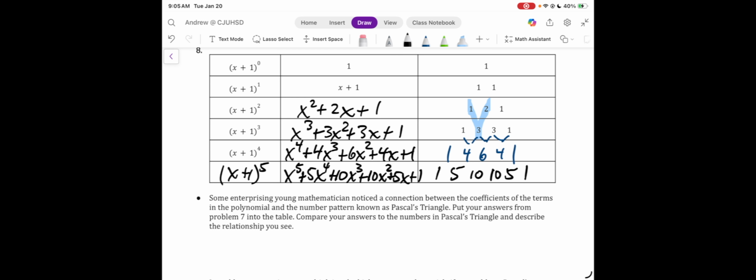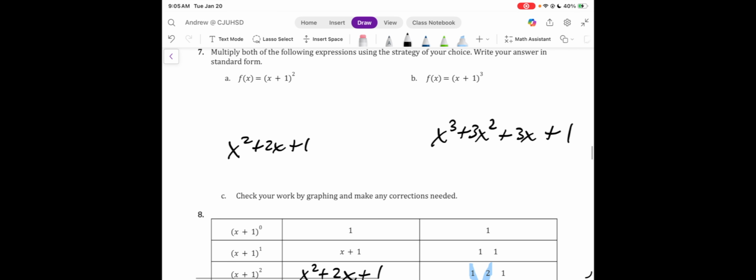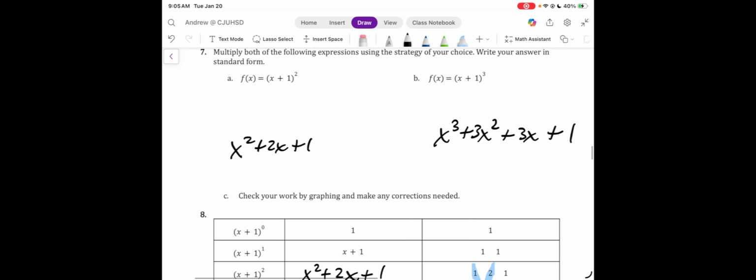Some enterprising young mathematician noticed a connection between the coefficients of the terms and the number pattern known as Pascal's triangle. This was named after Blaise Pascal, a French mathematician who lived a couple hundred years ago. Put your answers from problem 7 into the table and compare. And so, yeah, they work. That's where we got them from.